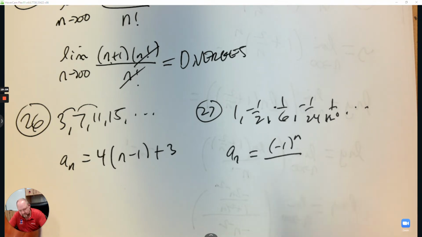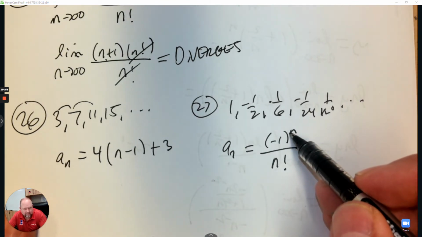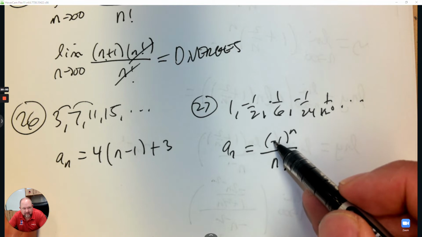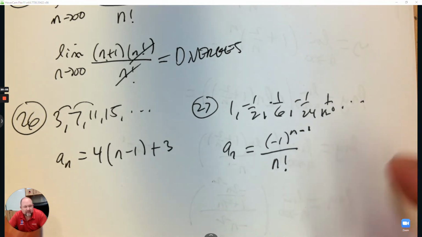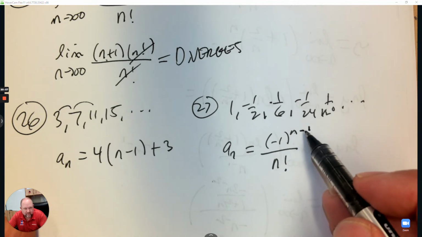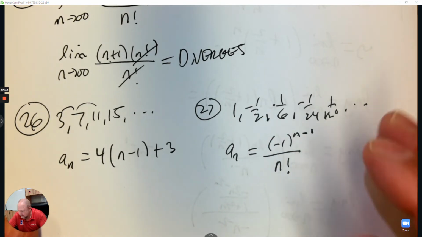If I plug in 1, it's not going to work. It needs to be -1 to the 0. So if I plug in 1, that would work. 1 take away 1 is 0, and then it would match. If I plug in 2, it would match, and so on. 28.